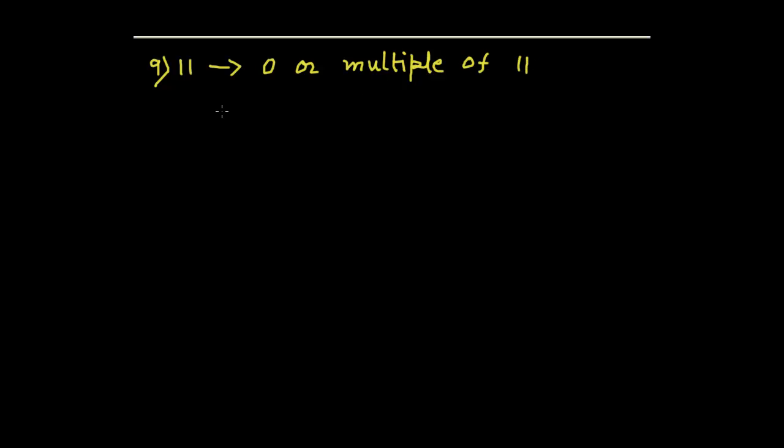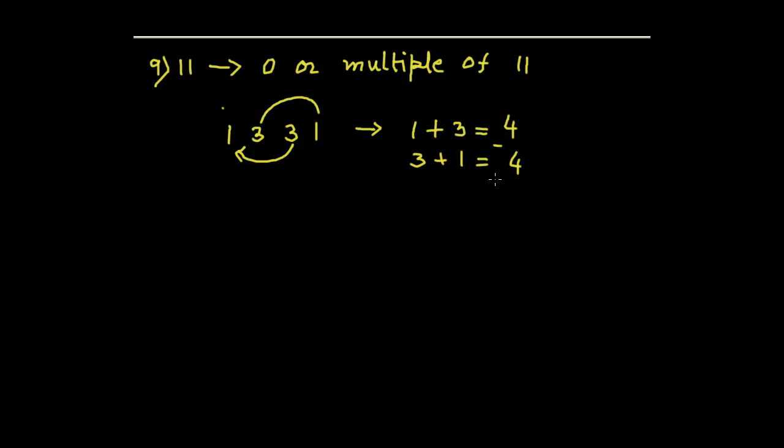For example, 1331. Now we have to select the alternate numbers and add them. So 1 plus 3 is equal to 4, and 3 plus 1 is equal to 4. Then we have to subtract these two numbers. Now here we get 0. 4 minus 4 is 0. So the given number 1331 is divisible by 11.